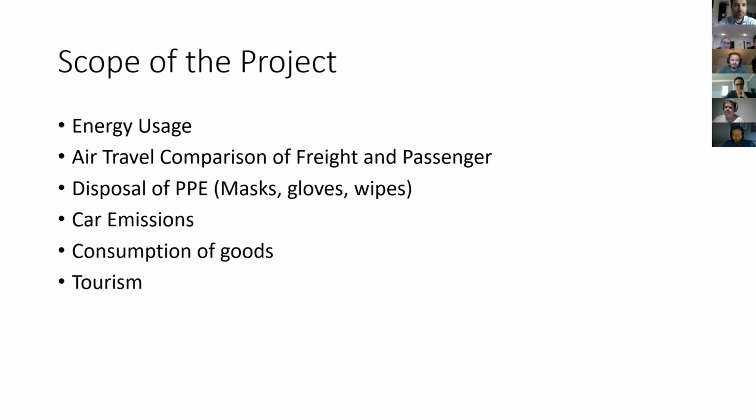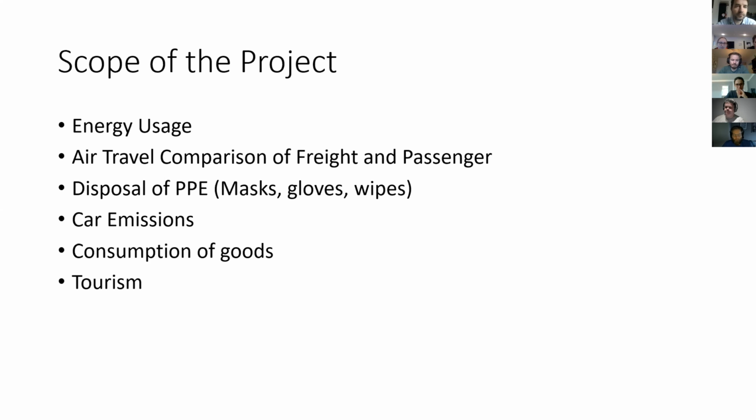As for the scope of the project, there are three prongs, and each prong is going to be given to one person in our group. First, we're going to look at the energy usage per sector and see how that has changed, as we'll discuss in expected results. We plan to see how residential energy usage has probably gone up a lot versus industrial, which has gone down. We also plan to do an air travel comparison of freight and passenger, seeing how many flights are in and out and their possible carbon emissions.